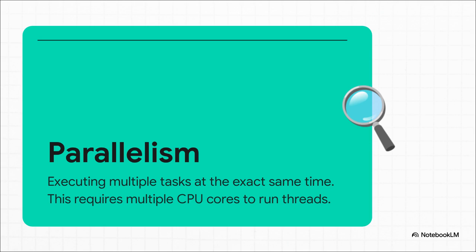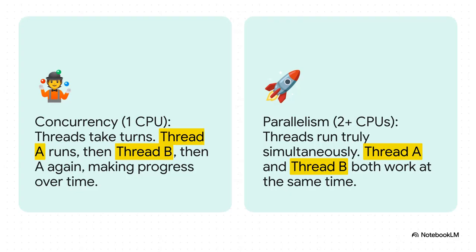Parallelism is only possible on computers with multiple CPU cores. It's like our restaurant finally got the budget to hire more waiters. Now you can have one thread running on core 1 and another thread running on core 2, both working at the very same time. Take a look at this.